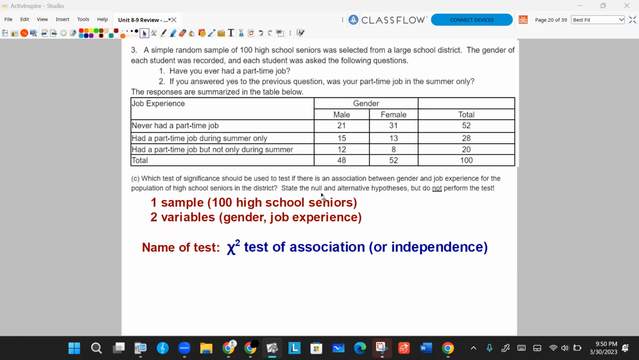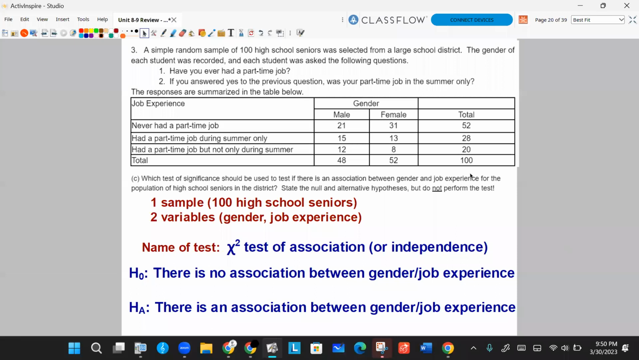Now come up with your null and alternative hypotheses. The nice thing is it's in the name. So if it's the chi-square test of association, the null is there is no association, or in other words, they're independent of each other. The alternative is there is an association between gender and job experience. So you want to make sure you write your hypotheses, and that's good enough for us.